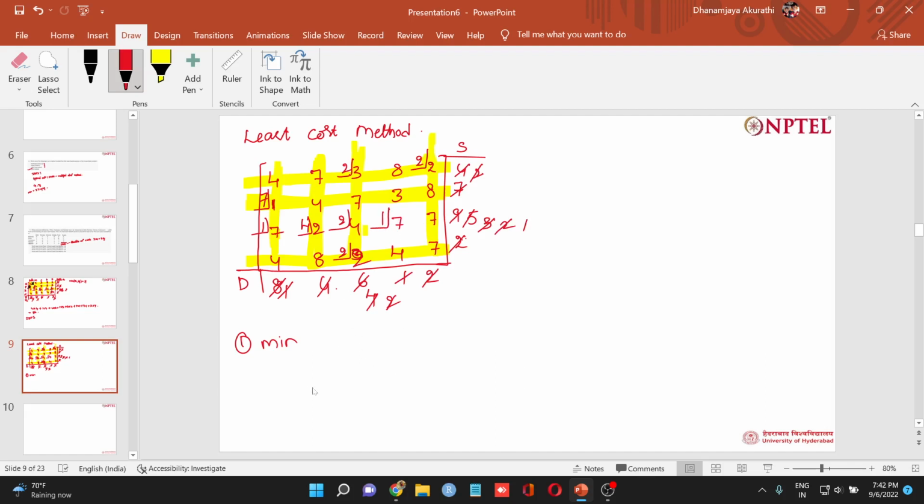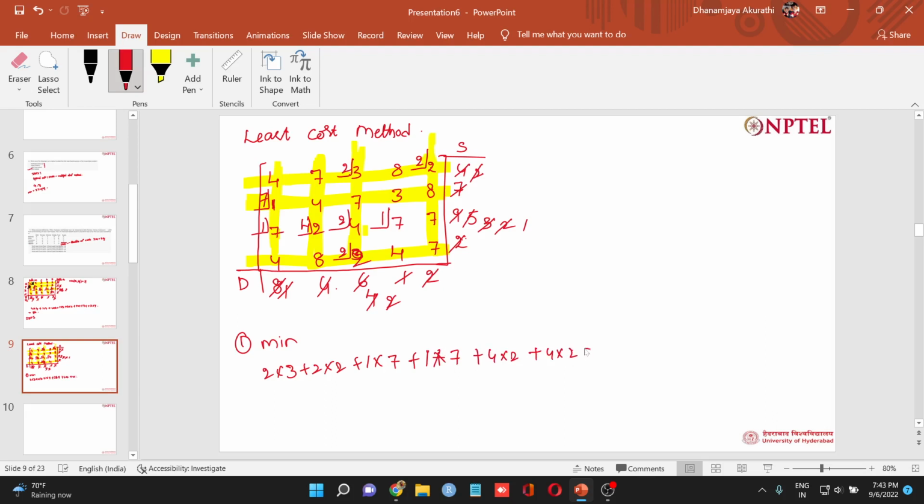So finally you can get the solution as, from the first row we can start, 2 into 3 plus 2 into 2 plus 1 into 7 plus, and so on. Why are we doing it like this, multiplying and adding the cost coefficients and quantities?